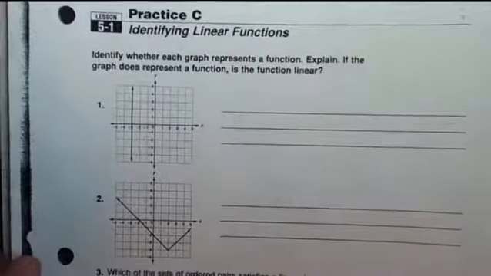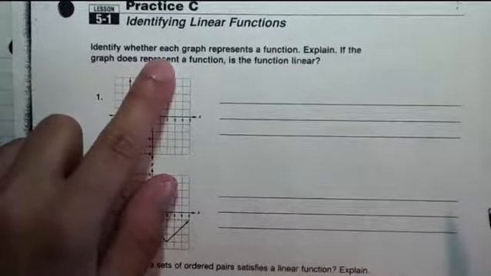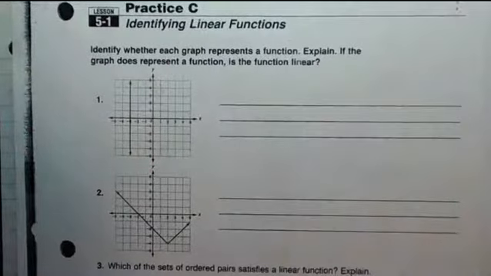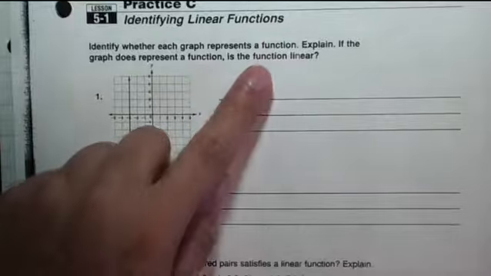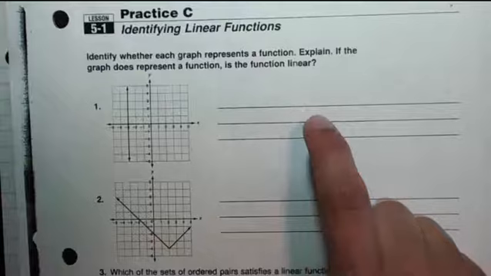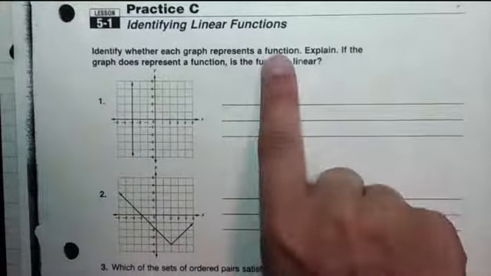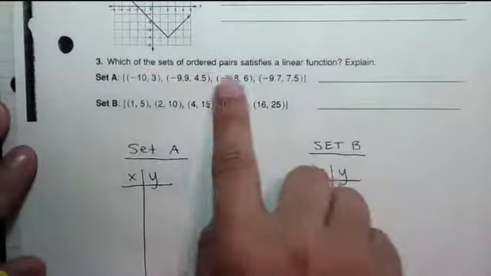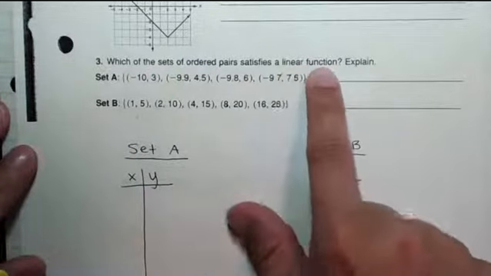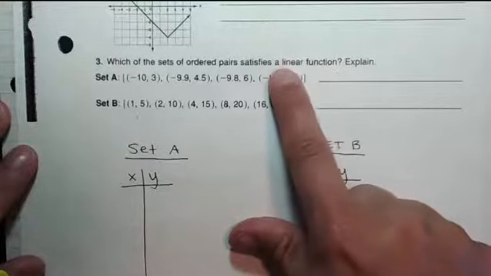And once you get that paper, look up here, or just pay attention right now. 1 and 2, it says identify whether each graph represents a function, explain, and if it does make a function, is it linear? So you have to write out if it's a function, and if it is, is it linear? Okay, so for both of those, make sure you have both of those questions answered. Number 3, it says which set of ordered pairs satisfies a linear function? So this would be both. It has to be a function and it has to be linear.